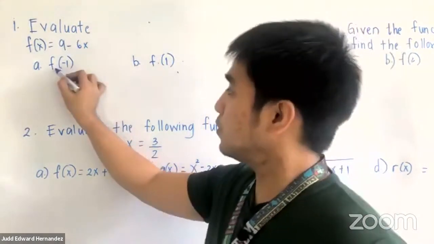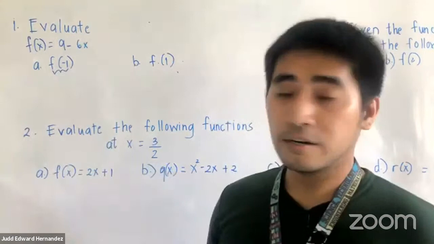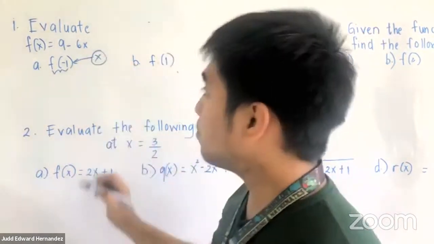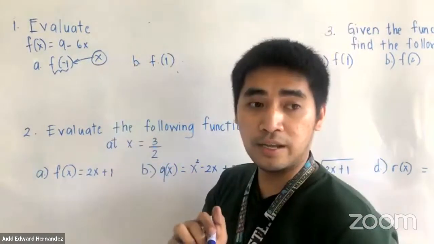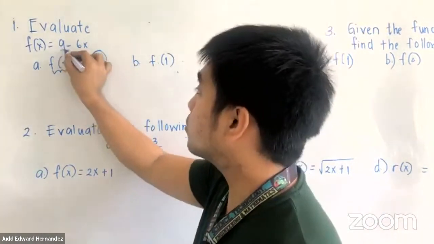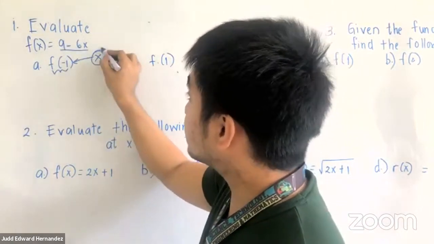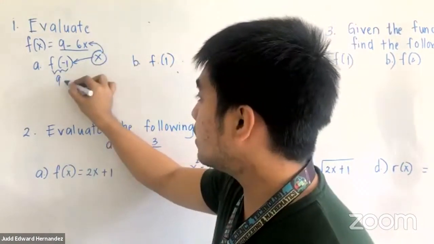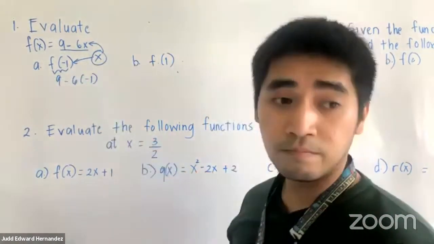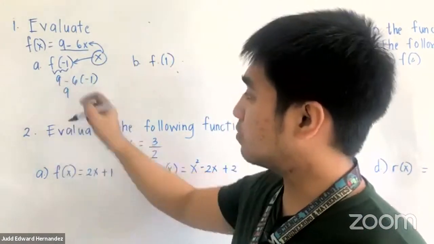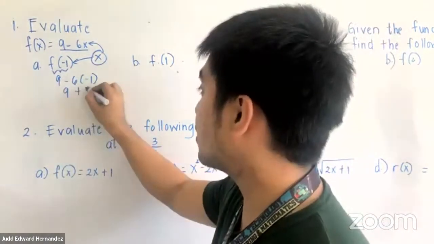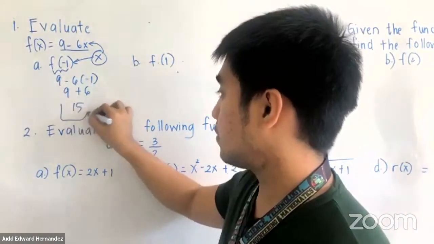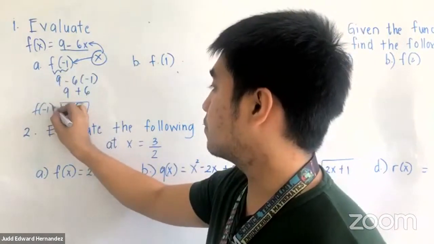If we are evaluating f of -1, remember that we will replace all the values of x with -1. Again, we will replace all the values of x with -1. Based on the given, 9 minus 6x, we replace x by -1 in the function. This becomes 9 minus 6 times -1. We'll be having 9, and -6 times -1 becomes positive 6. And 9 plus 6 is equal to 15. So this is the answer for f of -1.